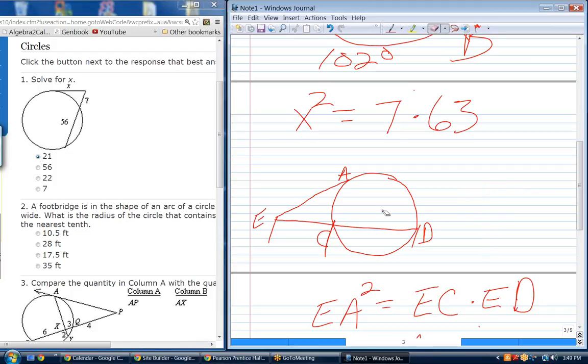So anyway, let's review that again. EA squared equals, that's the tangent line, and it's not equal to the product of these two segments. It's equal to the segment length that's outside the circle times the full segment length. In other words, EC times ED. Okay? All right, let's go back and do more.